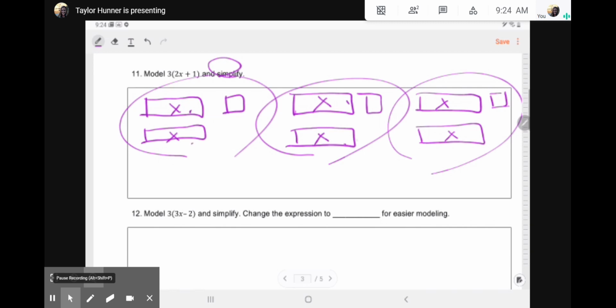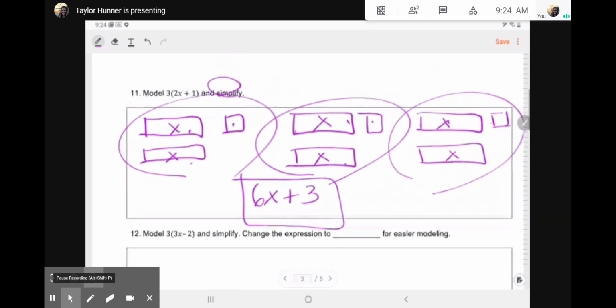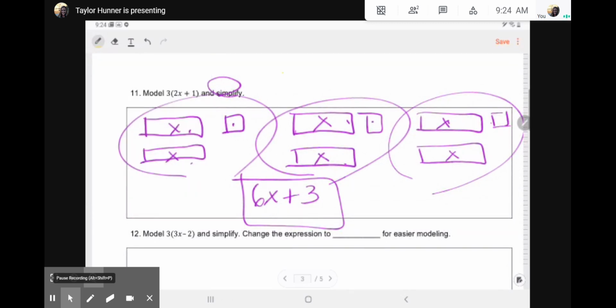So I have 1, 2, 3, 4, 5, 6 x's. And then I have 1, 2, 3 1s. So that will be my answer. Another way that you might be seeing how to get this is I can distribute 3 times 2x plus 3 times 1. That's what we call the distributive property.